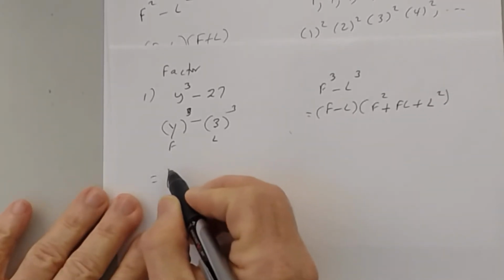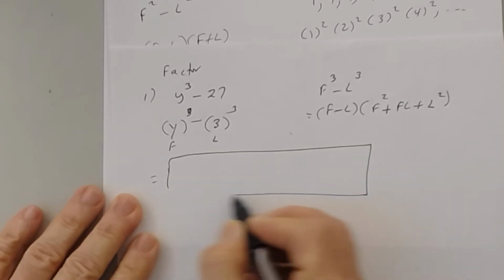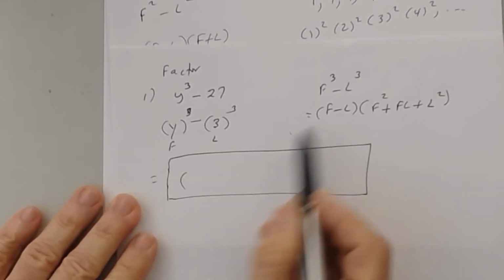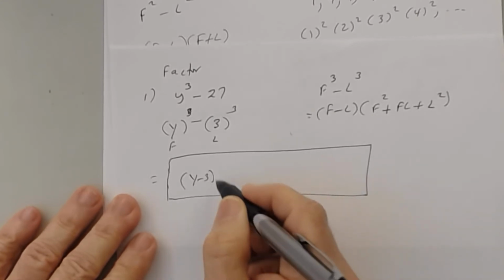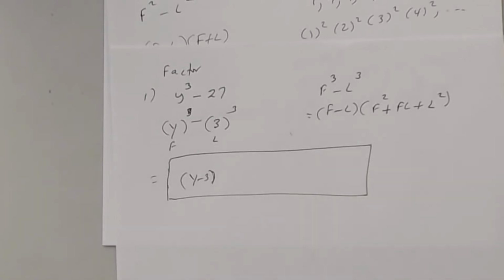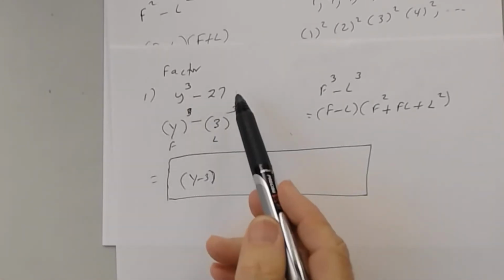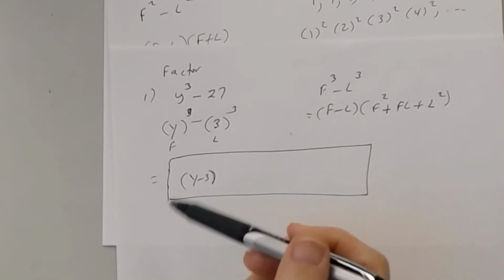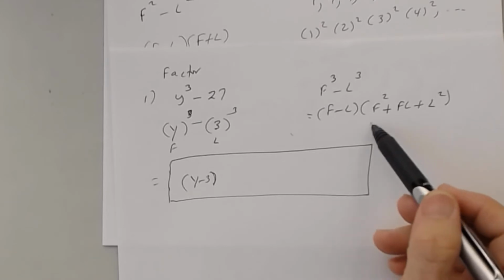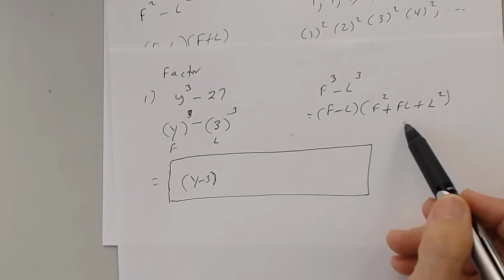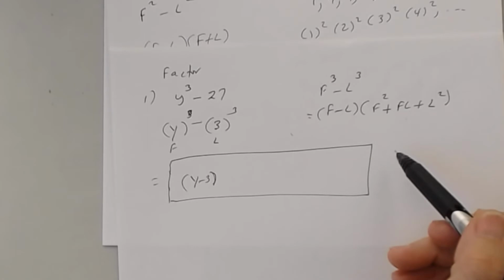All right, so let's plug into the formula. So my answer, what's my binomial? Y minus 3, good. That's always the easy one to deal with. But now remember, when you factor the difference of 2 squares, it's the product of 2 binomials, right? A binomial times a binomial. When you factor the difference of 2 cubes, it's a binomial times a trinomial. And that trinomial, if you're doing it correctly, cannot be factored further. So you leave it as a trinomial.